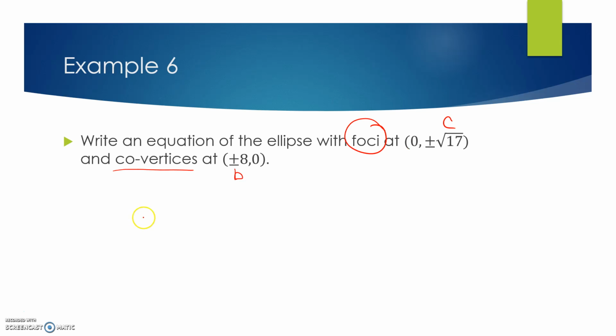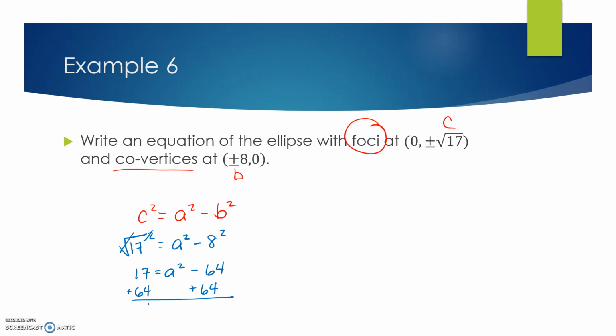So what I'm going to do is say I have c squared equals a squared minus b squared, and I'm going to substitute in these c and b values. So I'm substituting in square root of 17 for c, and then squaring it, equals, still don't know what a is, minus b squared, so I'm going to have 8 squared. Well, when I square a square root, remember those just cancel out, so I'm going to get 17 equals a squared minus 64. To solve for a, I'm going to add 64 to both sides, and that is going to give me 81 equals a squared.